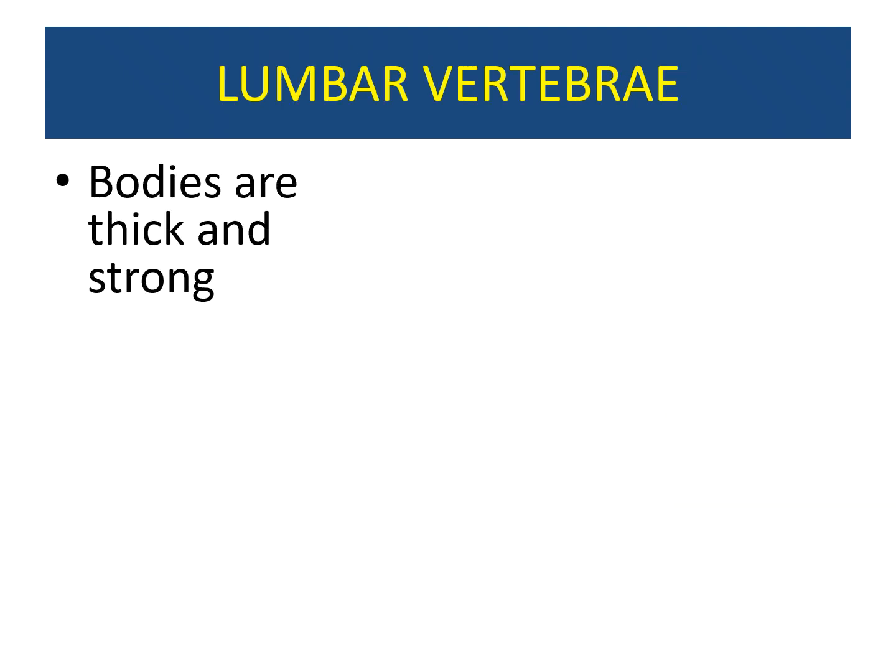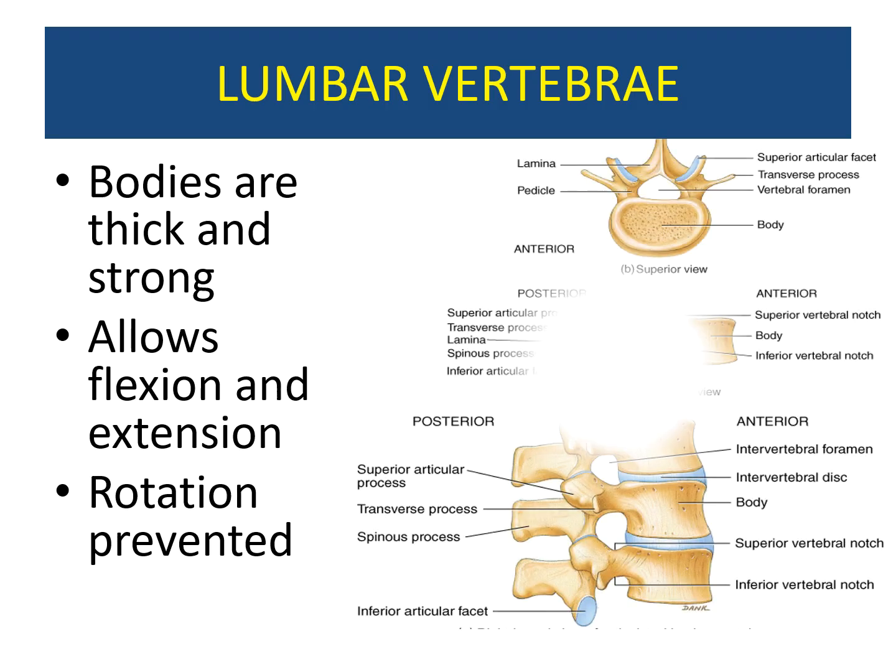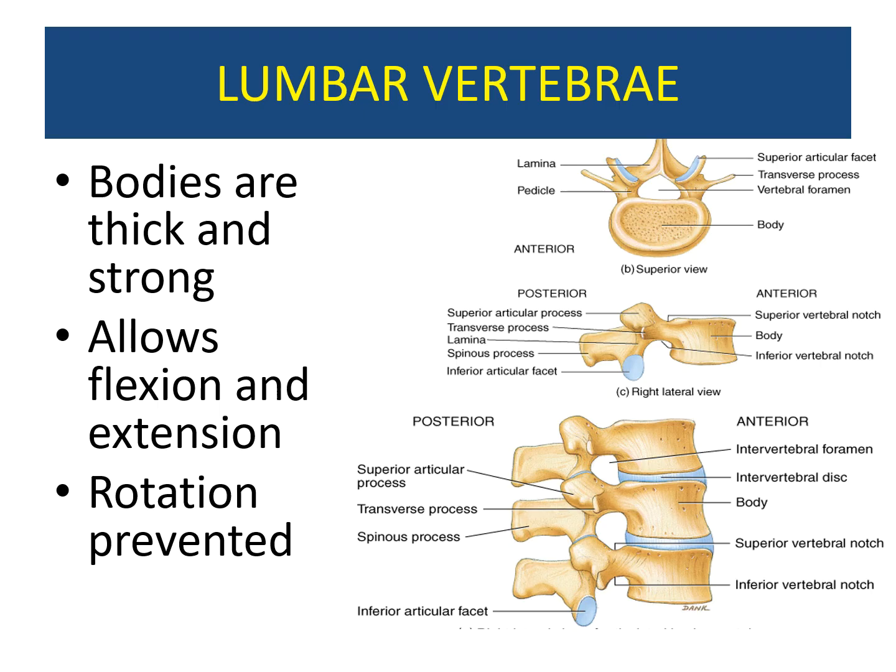And coming to the lumbar, the bodies are thick and strong and allow flexion and extension, and rotation is prevented, because if the lumbar gets rotated, it will break. And this is how the anterior view and posterior view look for the lumbar vertebrae. These are all the holes where the spinal cord will run, and this is the structure. This is a posterior view, and this is the anterior view.